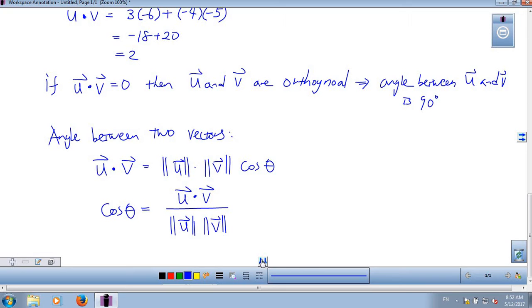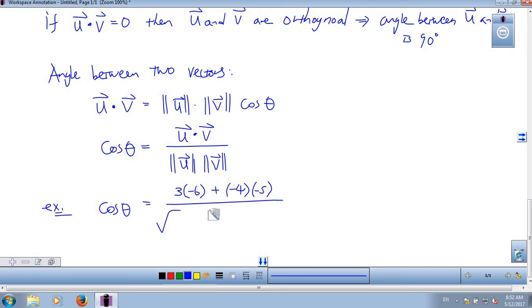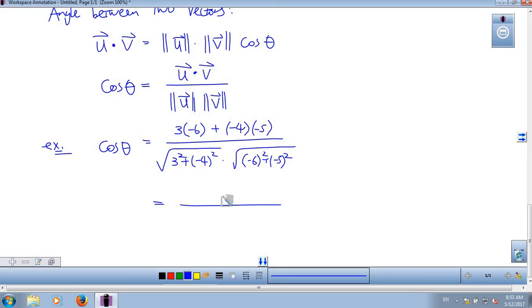So let's use the example above to find the angle theta between u and v. U dot v was 3 times negative 6 plus negative 4 times negative 5. The magnitude of u is the square root of 3 squared plus negative 4 squared, times the square root of negative 6 squared plus negative 5 squared. The numerator is negative 18 plus 20, so it's 2. The denominator is square root of 25, which is 5, times the square root of 36 plus 25, which is 61. So altogether this is 2 over 5 times the square root of 61.